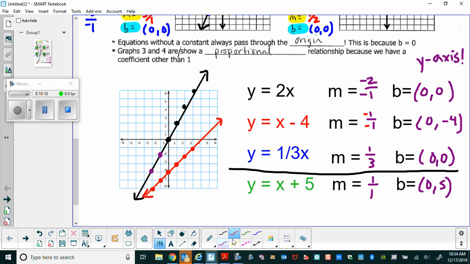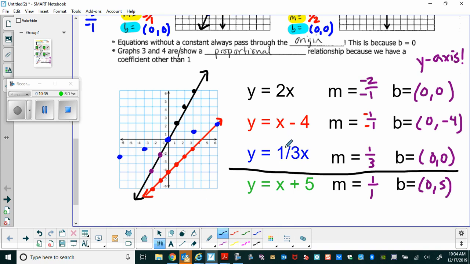All right, now we're on this blue one, so it's a 1/3 x. Because there's no constant, it should pass through the origin. So here's this one in blue. And now we're going to use the rate of change, up 1 over 3, up 1 over 3, up 1 over 3. And of course, because a negative divided by a negative is still positive, I could move down 1 and back 3, down 1 and back 3.